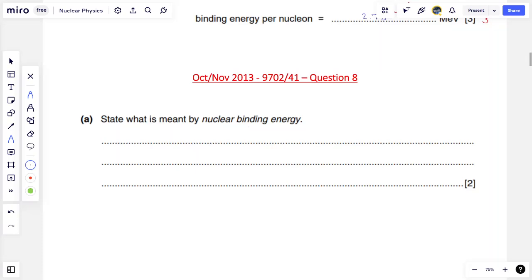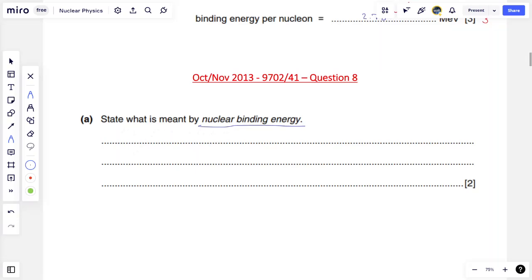The next question is from 2013, October-November exams 2013, paper 4.1. Again, it's a question 8. And as usual, Cambridge questions, the first part or sub-question is always state, explain, describe, or define, something along those lines. State what is meant by nuclear binding energy. We've been talking about it all this time.